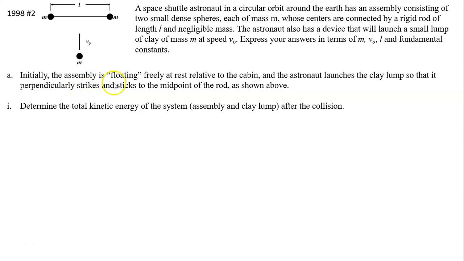Initially, the assembly is floating freely at rest relative to the cabin. An astronaut launches the clay lump so that it perpendicularly strikes and sticks to the midpoint of the rod as shown. Determine the total kinetic energy of the system after collision. The total kinetic energy of the system before collision is just 1/2 m v0 squared, because the two masses on the bar are at rest.